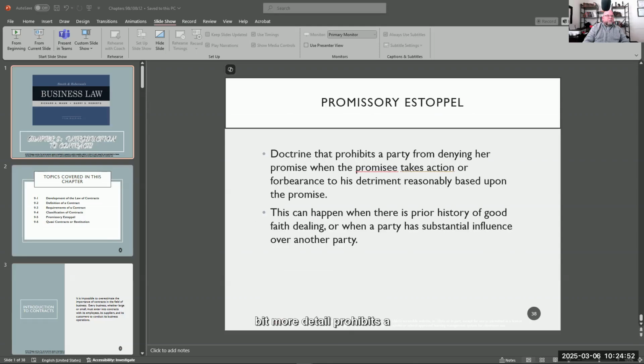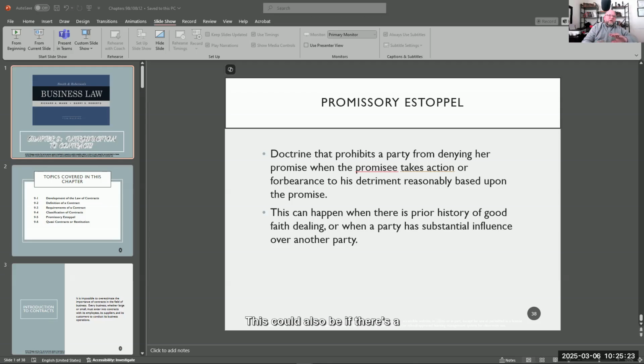Promissory estoppel in a little bit more detail. It prohibits a party from denying their promise when the promisee takes action or forbearance to their detriment, reasonably based upon the promise. In other words, that promise is there. The big part of this is that when one party has a substantial amount of influence over another party, they may, because of that influence, believe what the party is saying and then begin to perform what they believe is a contract because of a promise that was made.